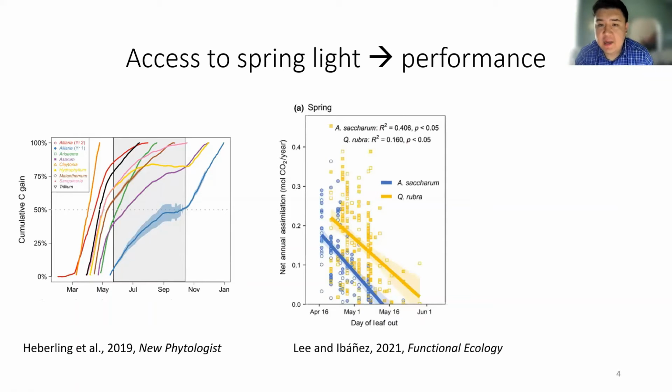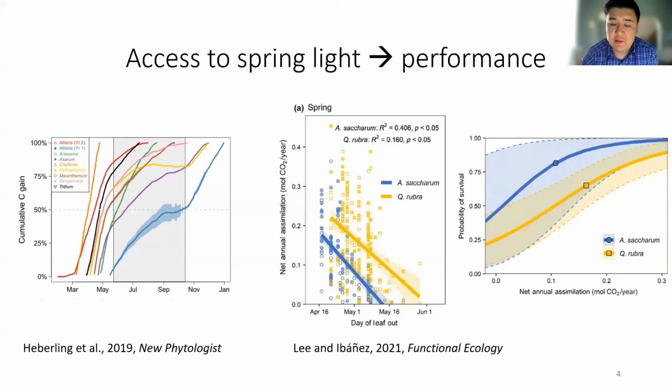For some of the work that I did for my PhD at the University of Michigan, I was looking at understory tree seedlings. So Acer saccharum is sugar maple, Quercus rubra is in yellow. And what I found is that the earlier these seedlings leafed out, so the further left on this x-axis indicates earlier leaf out, the higher total annual assimilation they had. So this includes both summer and fall, but we saw a really strong signal in terms of the earlier you leaf out, the more carbon you're able to sequester.